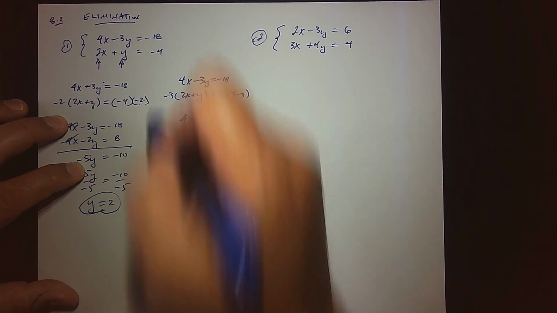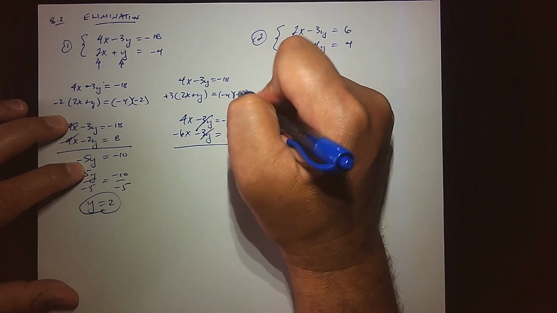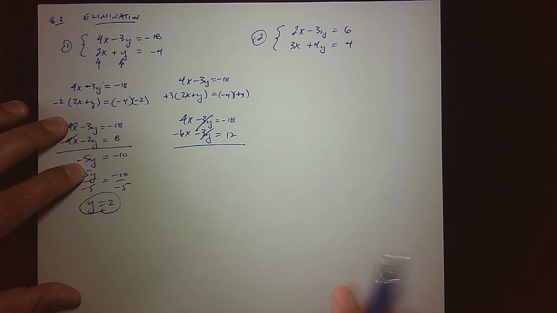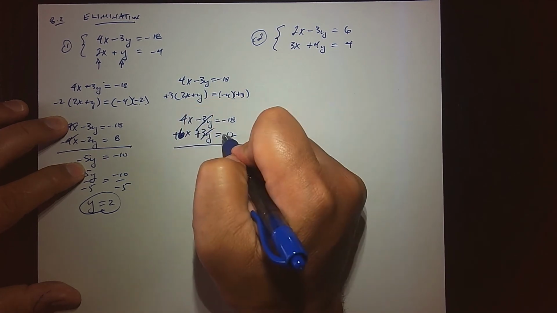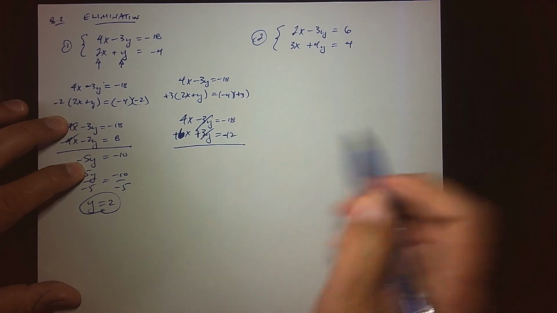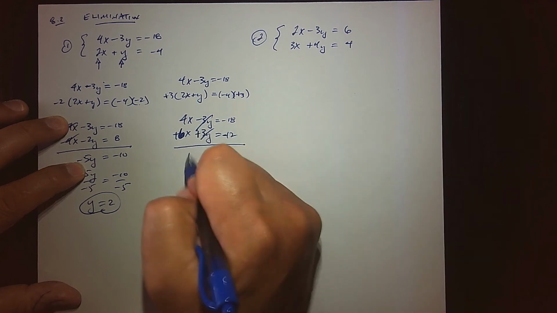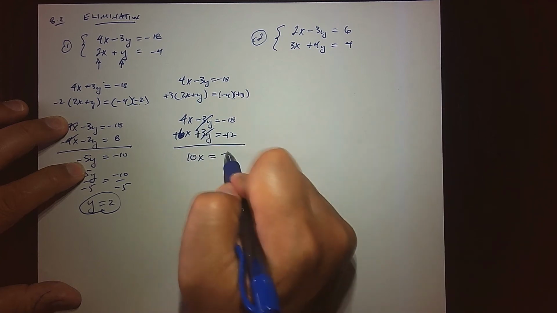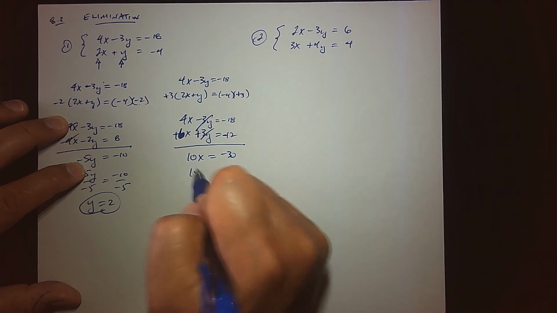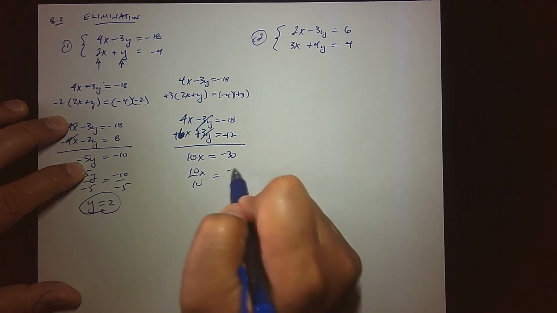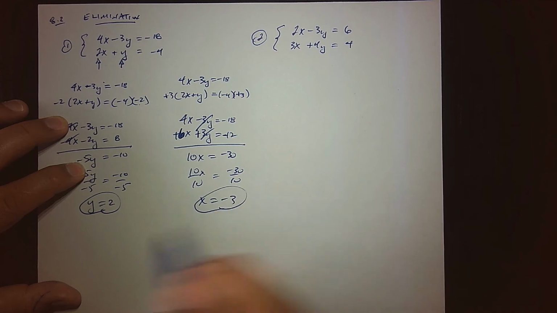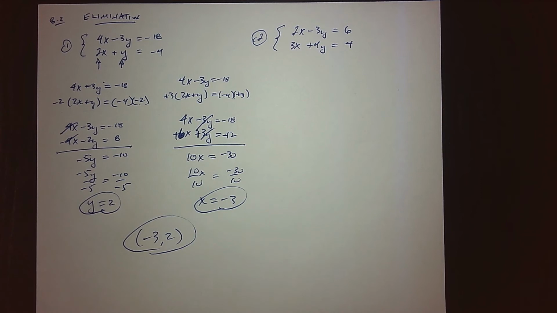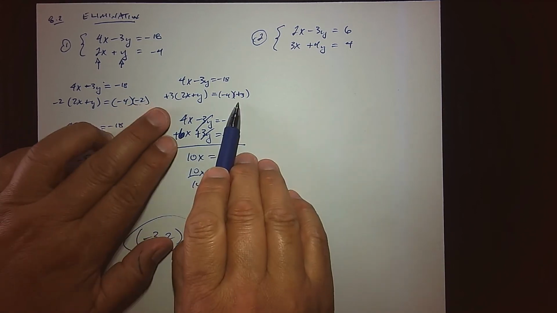Oops, I goofed up. You guys hopefully were screaming, keep it at +3, right? I apologize for that. These truly cancel out. We're left with 10x equals -30. Divide both sides by 10, and we get x equals -3. So what's the ordered pair that solves this system? -3, 2.